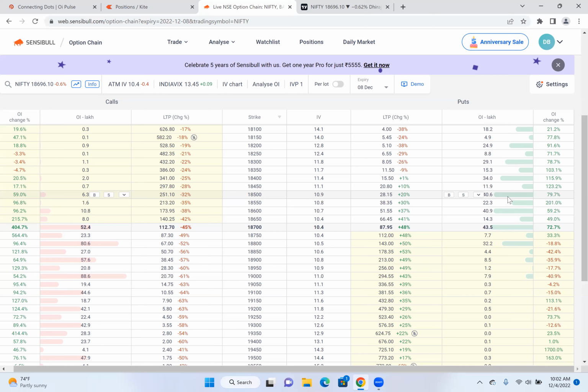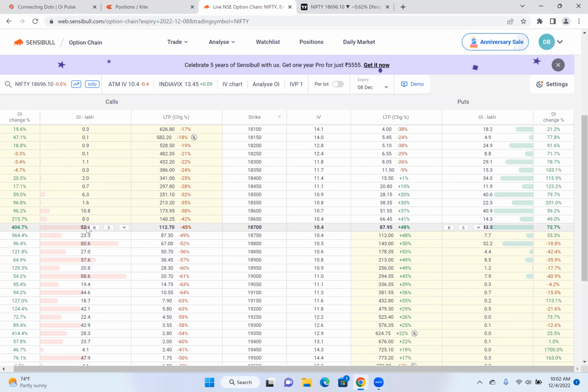Now, what else I wanted to show you? I wanted to show you a few other things. The other thing which you should look at is called the put call ratio. Put call ratio is nothing but, if I look at the put call ratio at 18,700, what is the number of puts? 43.5, calls is 52.4. So put call ratio is nothing but 43.5 divided by 52.4.